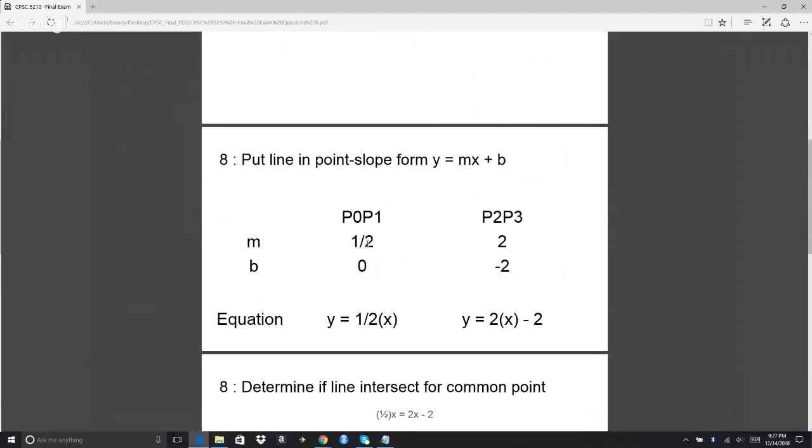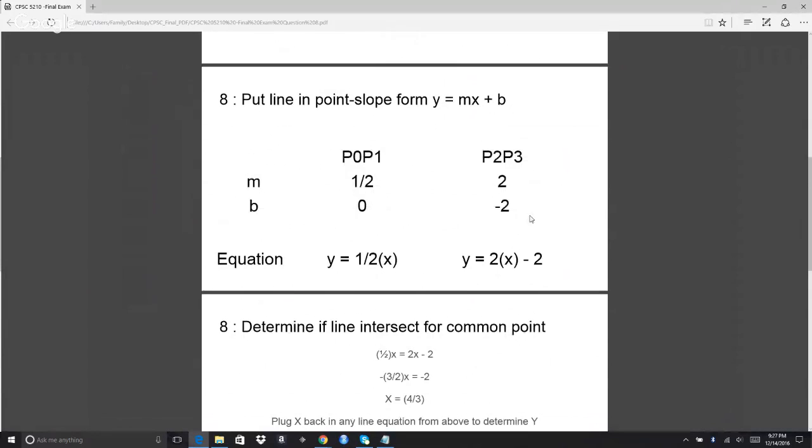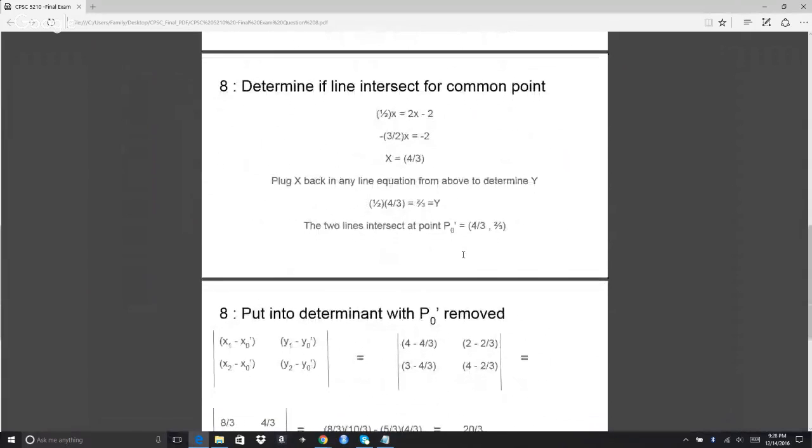So calculating the rise over run to determine the slope for each of these, P0, P1 is 1/2, and P2, P3 is 2. Calculating the y-intercept as well gives 0 and -2 respectively for each of the lines. Here is each of these values represented in the point slope equation: y equals 1/2 x and y equals 2x minus 2.